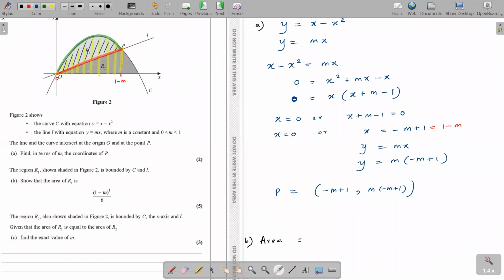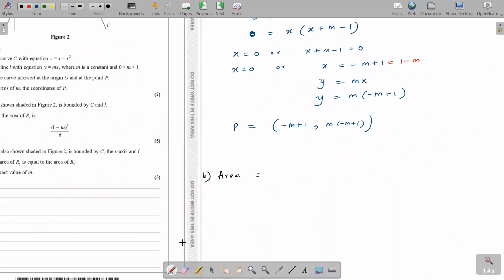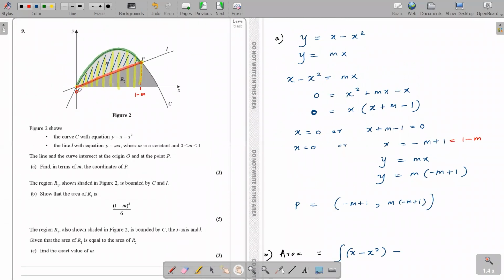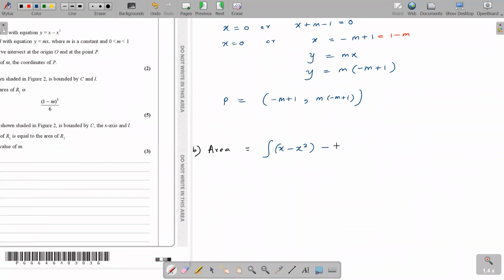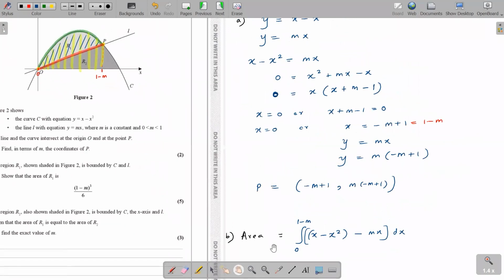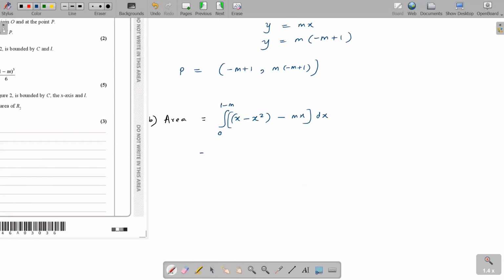Okay, because you can see we need the area trapped in between these two. So let me get that. So y1 minus y2, integration of y1 is the x minus x square, that's the top one. From that, we should subtract the bottom one. The bottom line is y equal mx. From the top one, subtract the bottom one, with respect to x, and your limits were from 0 to 1 minus m, right? The x limits were from 0 to 1 minus m. Is that clear?